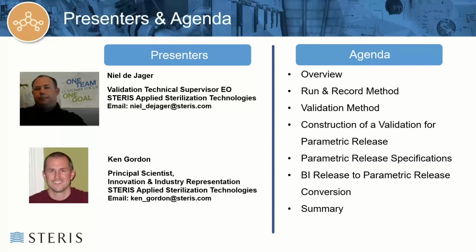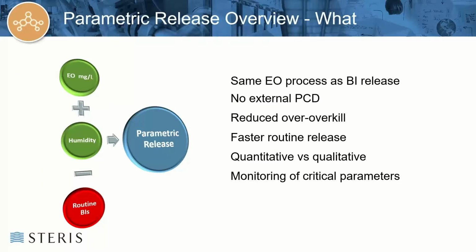I think where we start off is really just asking what is parametric release and diving into the fundamentals of parametric release. Essentially, over here, we look at validating additional process monitoring. In the equation on the left of your screen, you will see we've set up concentration with the addition of humidity and subtracting routine BIs is equal to parametric release. The fundamentals here: it's the same process as BI release. You don't need to have an external PCD. You would be reducing your overkill. You would have a faster routine release. You would be analyzing data in a quantitative manner as opposed to a qualitative manner, and essentially you'd be monitoring your critical parameters.